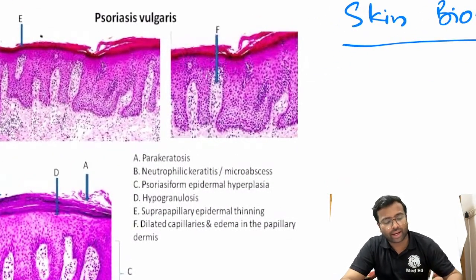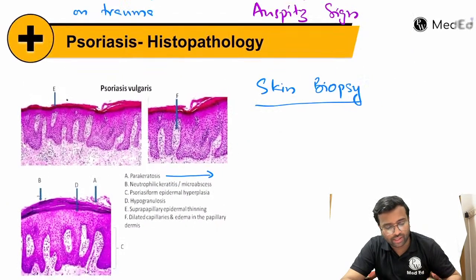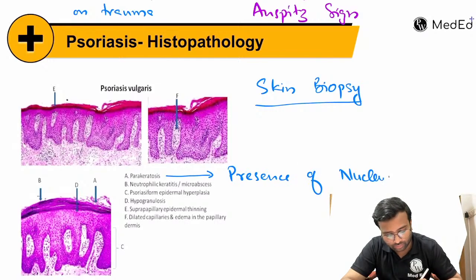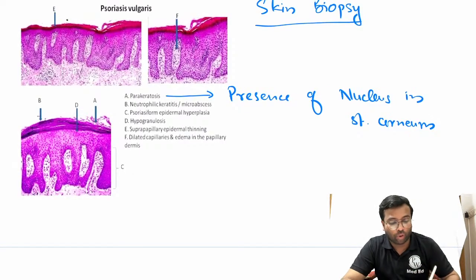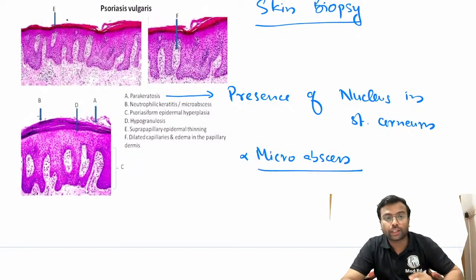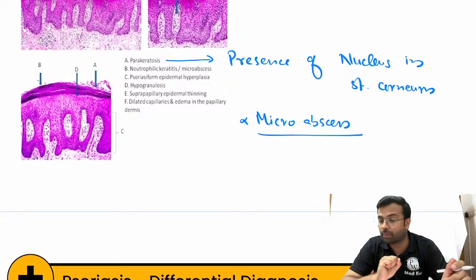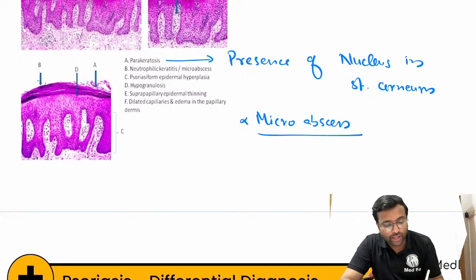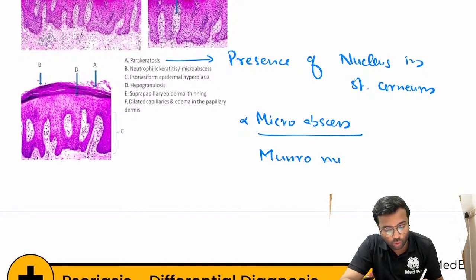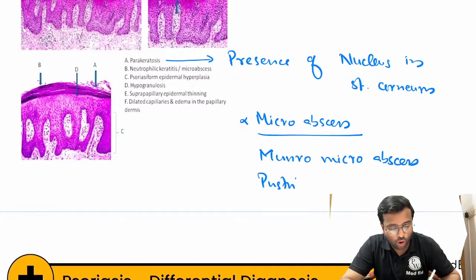The first one is parakeratosis. Parakeratosis means there is a presence of nucleus in the stratum corneum. An important finding is going to be parakeratosis. Another very important finding is microabscess. What are the 2 microabscesses? At least remember these microabscesses by their names. One is Munro microabscess. The second one is pustule of Kogoj.